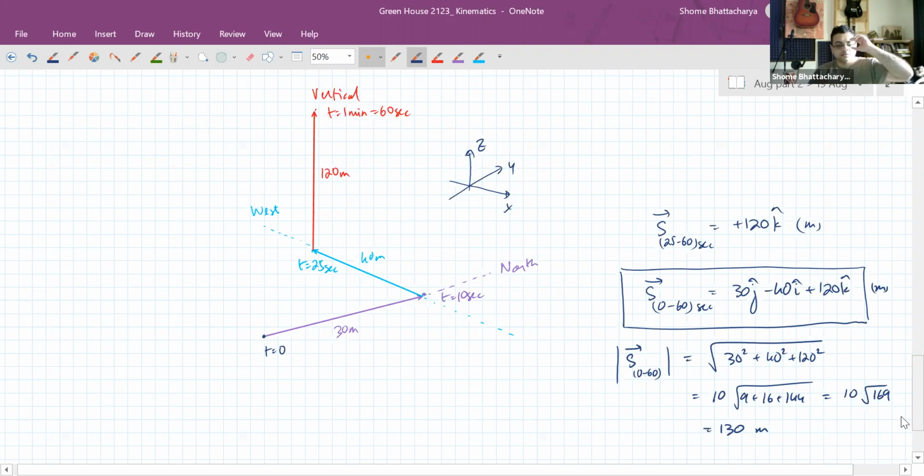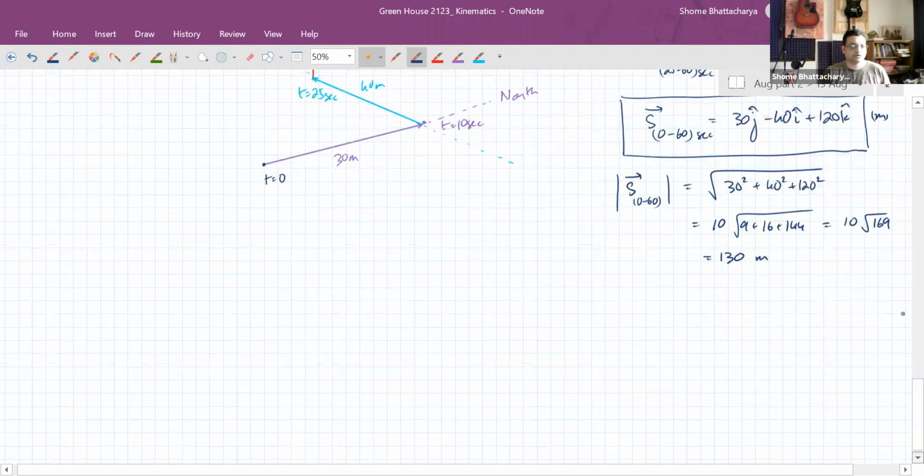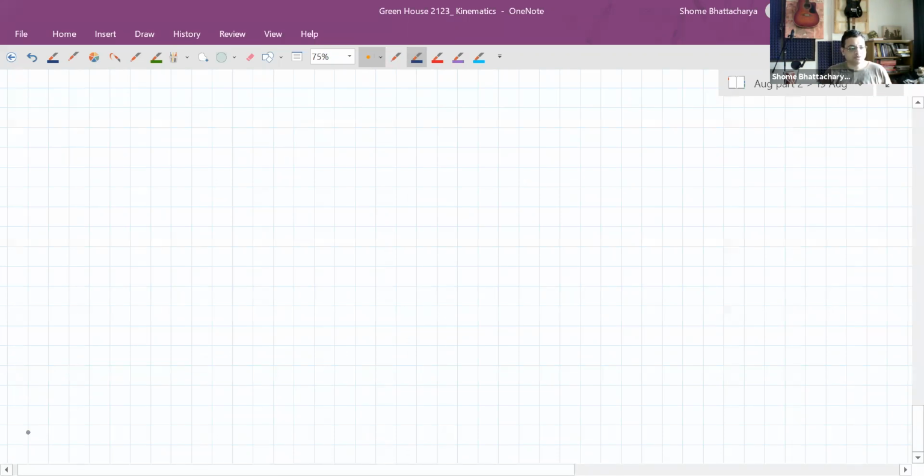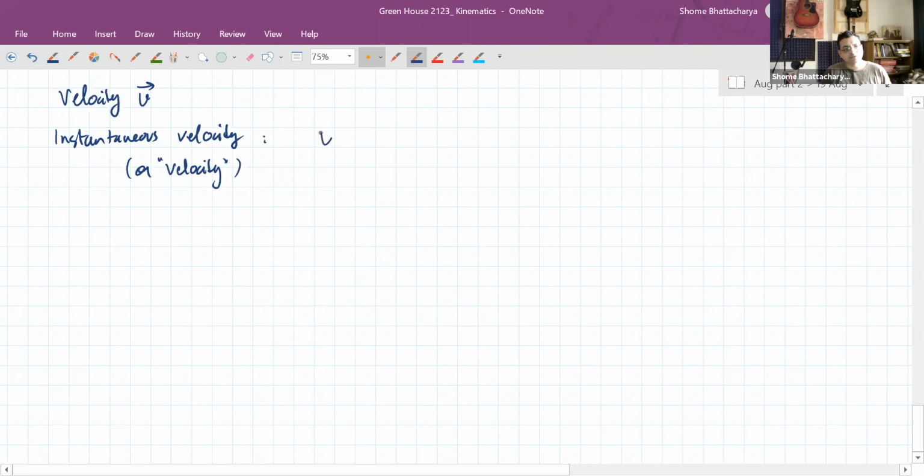Okay, people, so hope these examples are clear. Now we come to the next vector parameter, which is velocity. As we've discussed earlier about velocity, it is rate of change of position or rate of displacement with respect to time. So when we talk about instantaneous velocity, or simply we just call it velocity, when we just use the term velocity alone, we generally mean instantaneous velocity. So it is defined as instantaneous rate of change of displacement with respect to time.